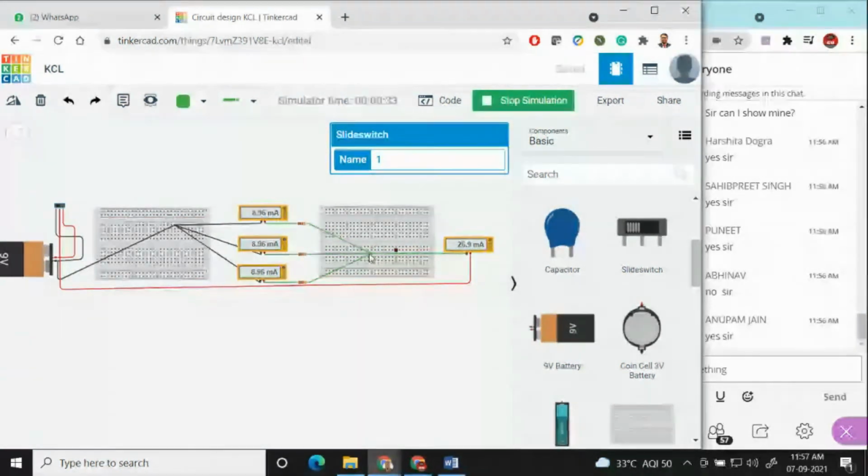And when you sum up all these currents across this particular junction, it is going to be equal to the outgoing current, which is 26.9 milliampere. You can verify it right now.